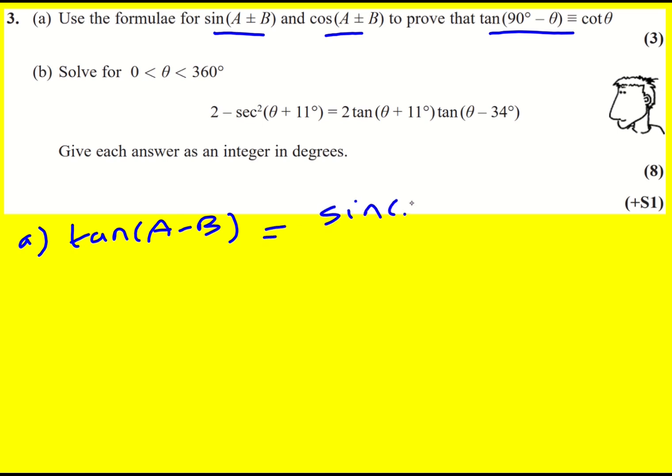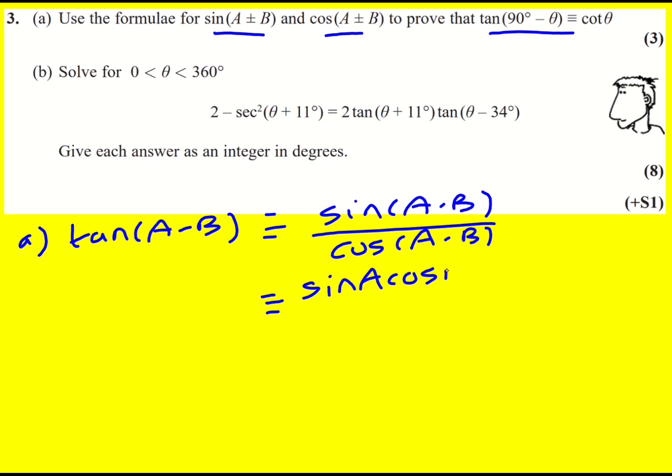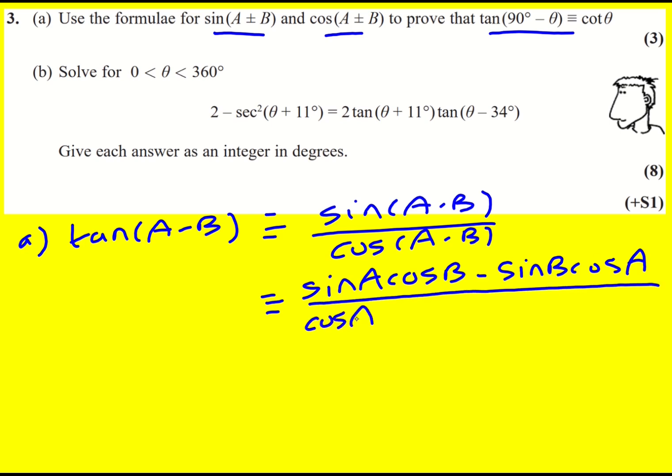So we'll get sin(A - B) over cos(A - B). Technically these are identities. Then I'm going to apply the addition formula for each one. So sin(A - B) is sin A cos B minus sin B cos A. And for cos, we get cos A cos B, in this case plus sin A sin B.